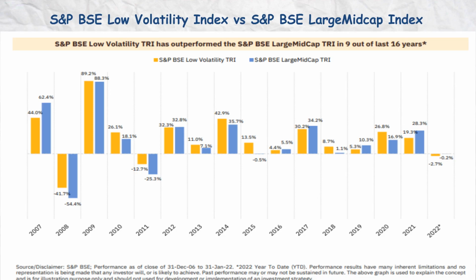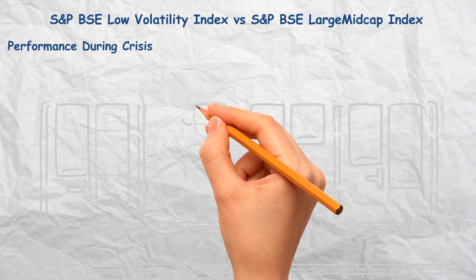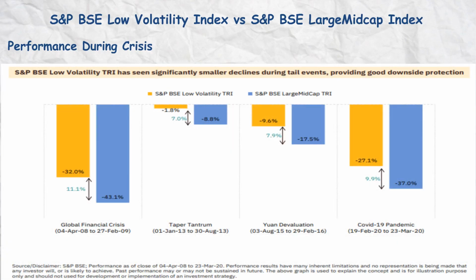Even during the drawdown periods, the drawdown of the S&P BSE Low Volatility Index is significantly lower. Performance during crisis. When we look into the performance during the global crisis, the S&P BSE Low Volatility Index has outperformed the S&P BSE Large Mid Cap Index. In the year 2008, during the global financial crisis, the S&P BSE Low Volatility Index had a drawdown of negative 32%, whereas the S&P BSE Large Mid Cap Index had a drawdown of negative 43.1%. The difference between the two indices was 11.1%. Similarly, during the US taper tantrum, China yuan devaluation and COVID-19 pandemic, the drawdown of this index is much lower.